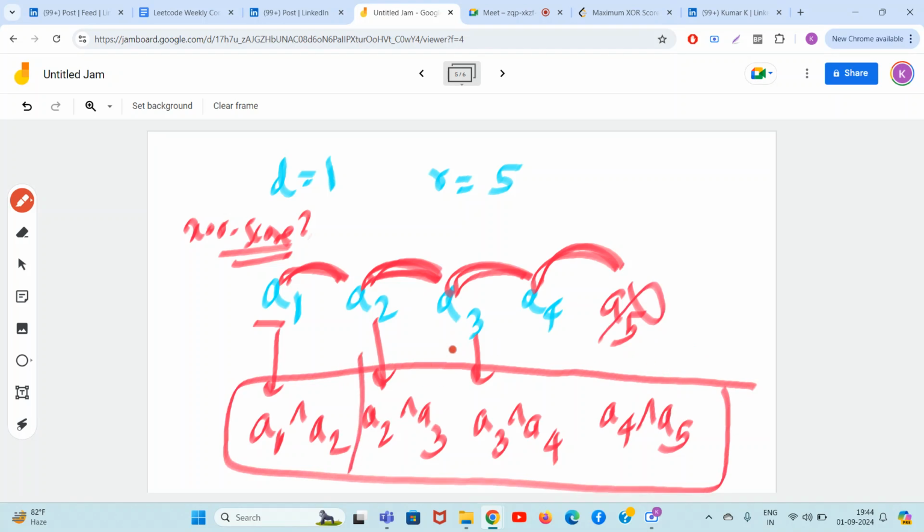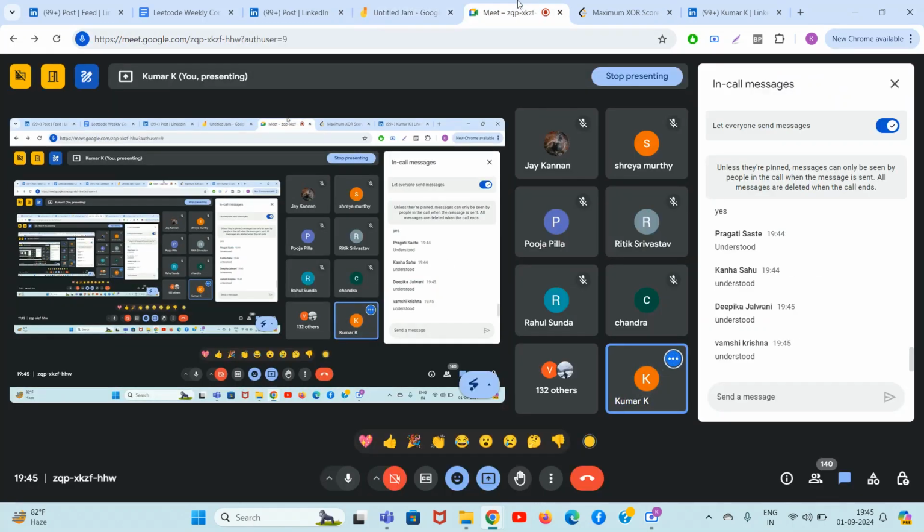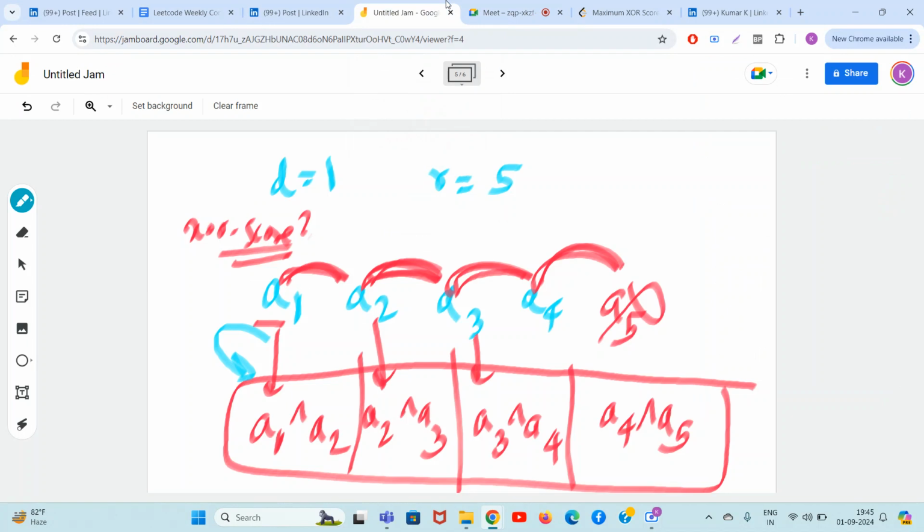Everyone, tell me in the chat if you understood the process of how to calculate the XOR score. In our question, XOR score means that repeatedly you take the XOR of every two adjacent numbers of the array and put them in a new array. Do this process again and again until the array is totally destroyed, until there is only one element left in the array. And that one element is the XOR score.